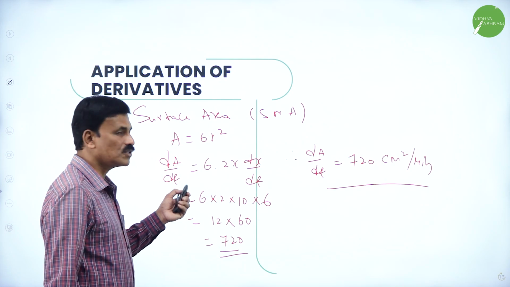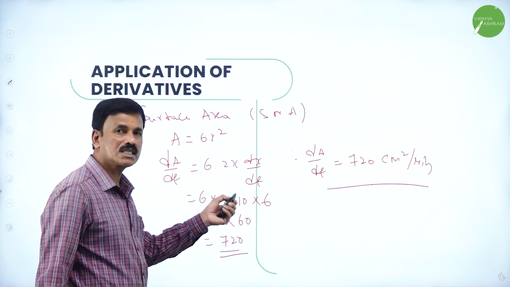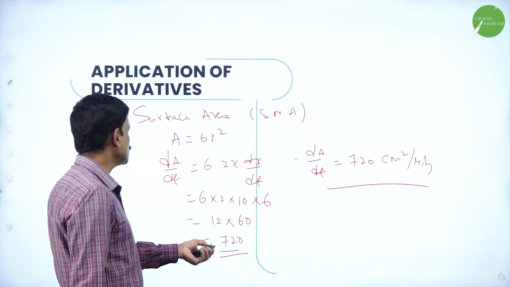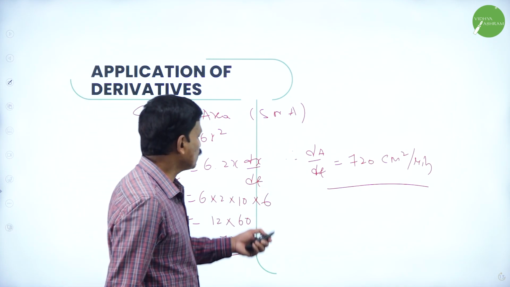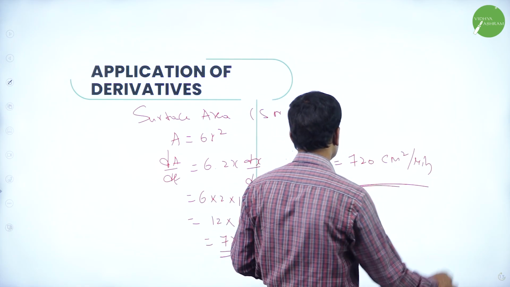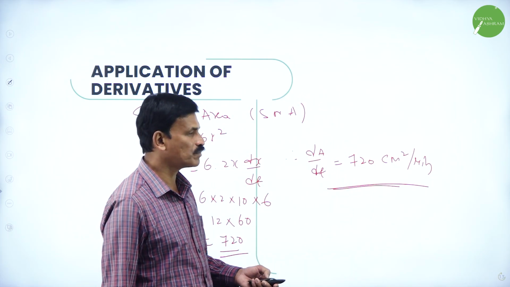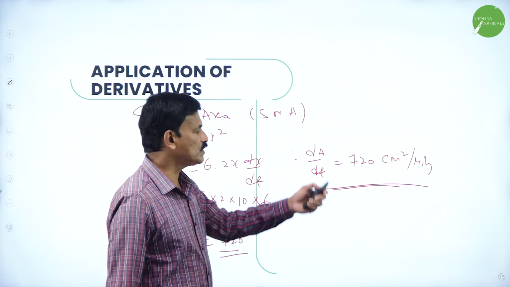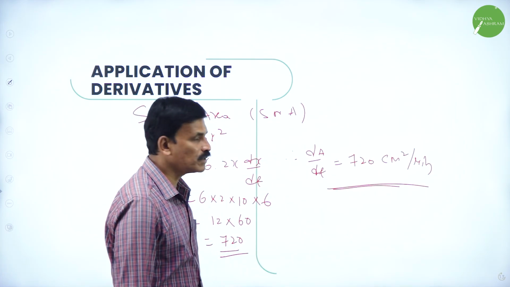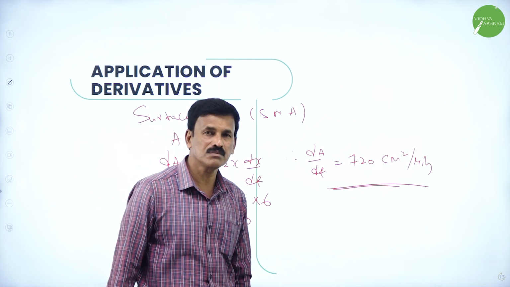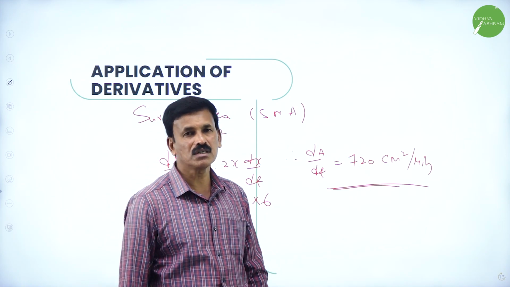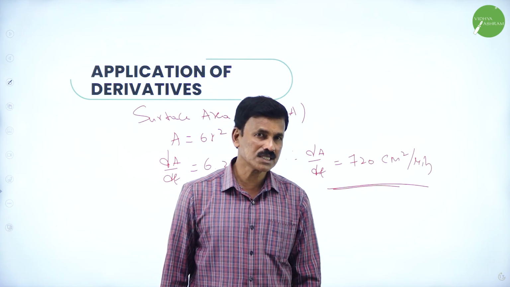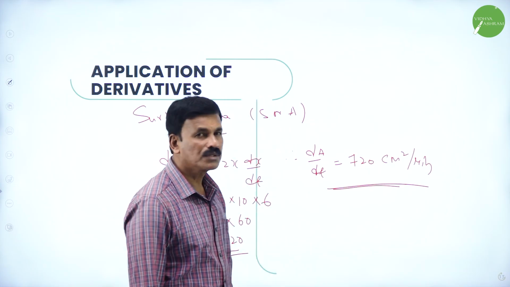To find the surface area, S or A is equal to 6x square. Differentiating, dA by dt is equal to 6 into 2x dx by dt. Since x is equal to 10 and dx by dt is 6, 10 into 6, 60 into 12 is 720. So therefore dA by dt, the rate of change of surface area, is 720 centimeters square per minute. That means the surface area is increasing at 720 centimeters square per minute when x is equal to 10 centimeters. These are a few problems related to application of derivatives regarding maximum and minimum and rate measure.